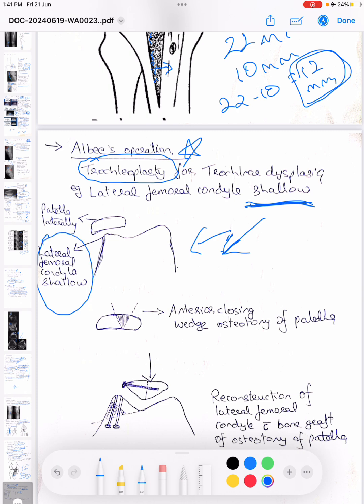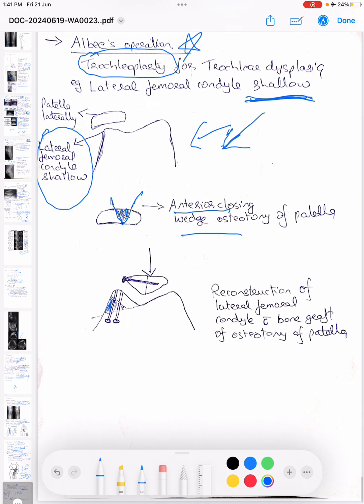The patella is lateralized, so we go for a very interesting surgery. We go for an anterior closing wedge osteotomy of the patella, and we reconstruct. We put it over here. We reconstruct the lateral femoral condyle with the bone graft which we have got from the anterior closing wedge osteotomy of the patella.